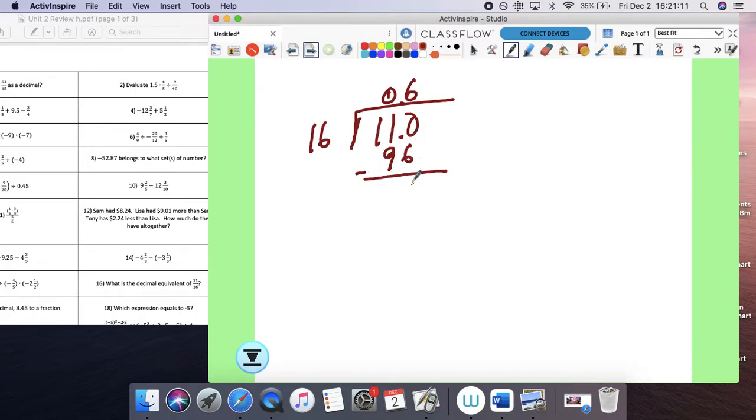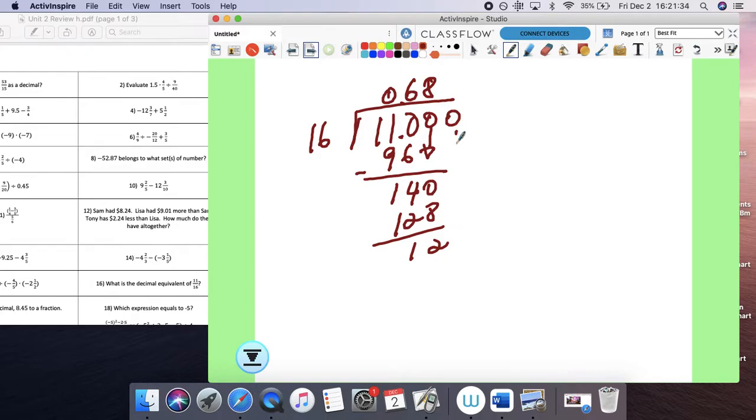Subtract, right? I'm going to get 14 left over. Add another 0 down. Let's just go a little bit more. 16 goes into 140 8 times. 128. Subtract, we got 12 left over.